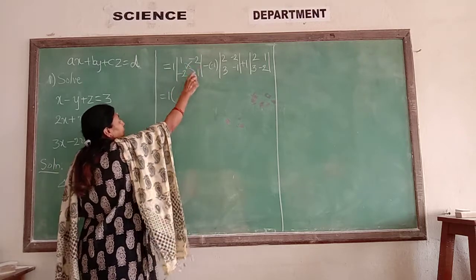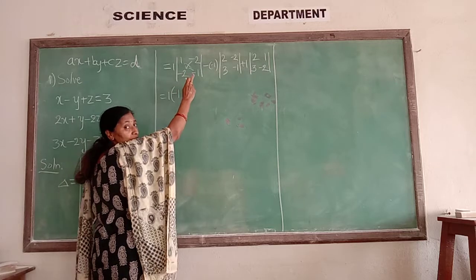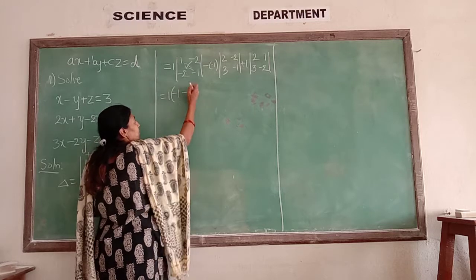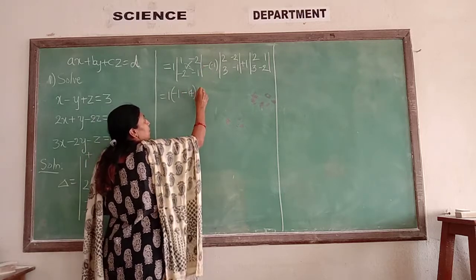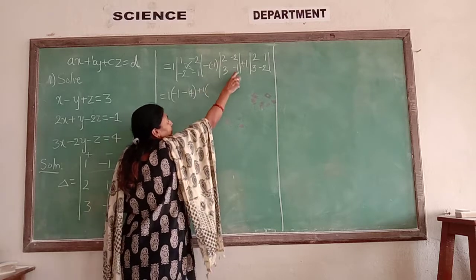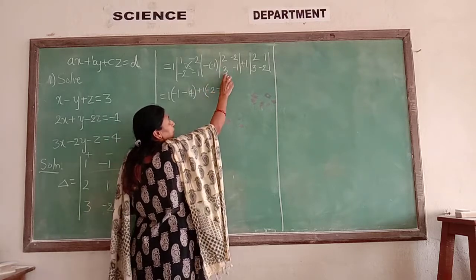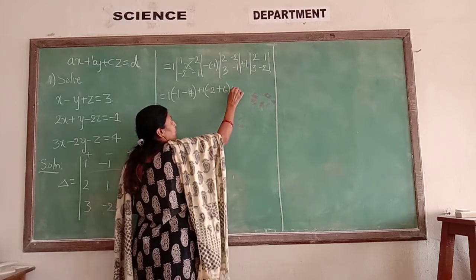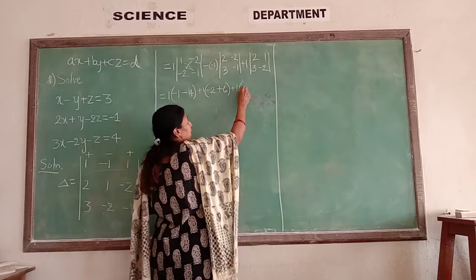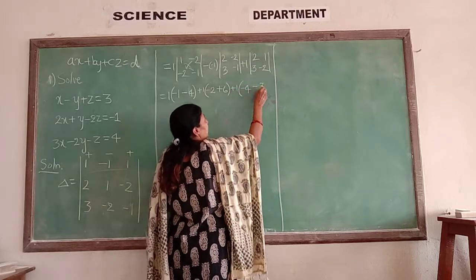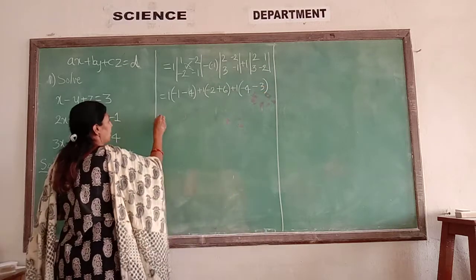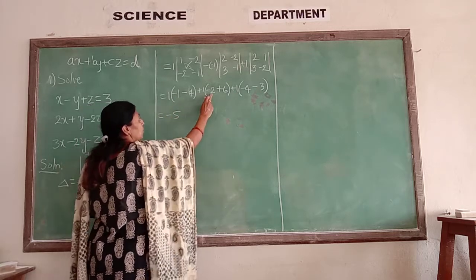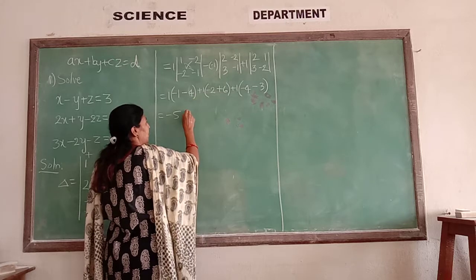Cross multiply: 1 into minus 1 is minus 1, minus 2 into minus 2 is plus 4, but the formula's minus remains, so plus and minus is minus 4. Minus into minus is plus 1. Then 2 into minus 1 is minus 2, minus 3 into minus 3 is minus 6, and its formula minus makes it plus 6, plus 1. 2 into 2 is minus 4, minus 3 into 1 is 3, this is the expansion. Then minus 1 minus 4 is minus 5, into 1 is minus 5, minus 2 plus 6 is plus 4, plus 4 into 1 is plus 4.